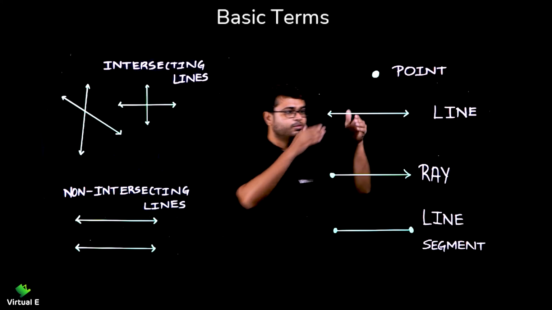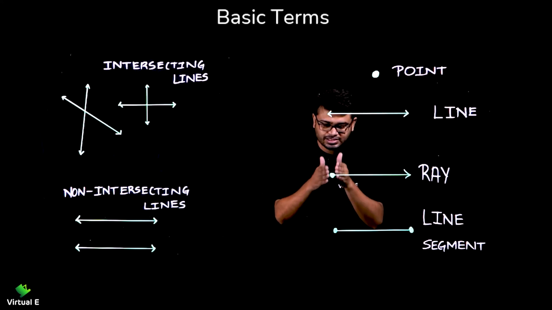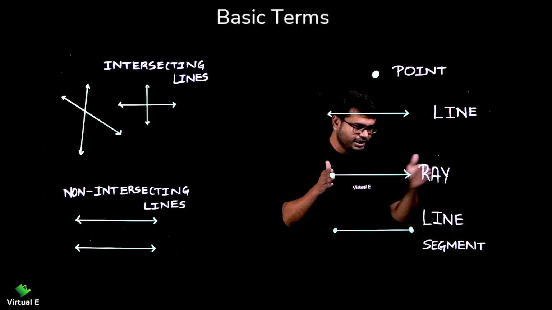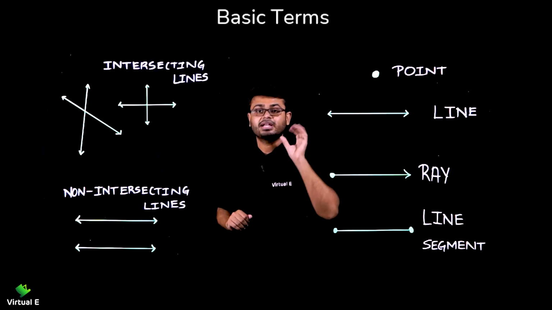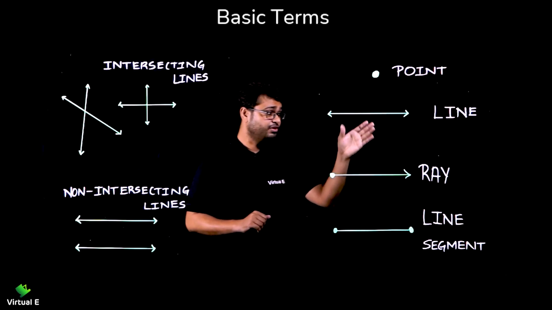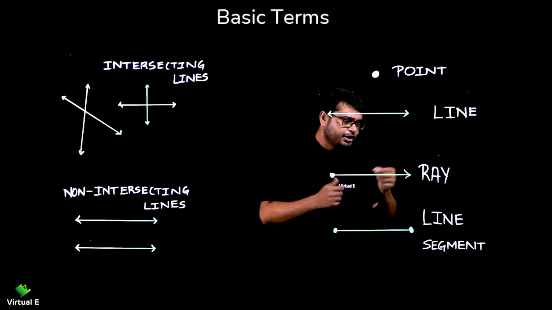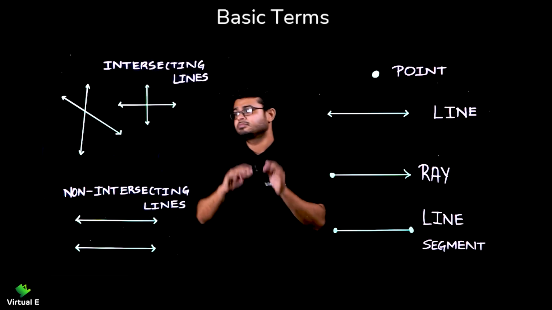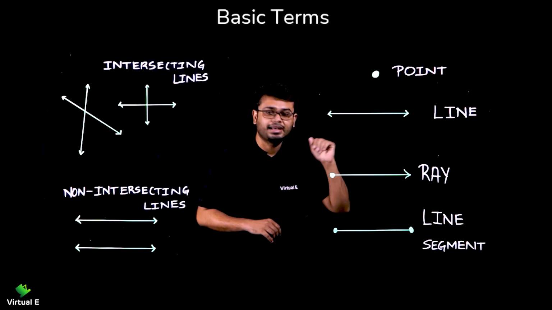So a line will keep extending on both sides. A ray has an origin as the point and will keep extending on one side. A line segment is a piece of the line of specific length, right? There is no specific length for the line and the ray. You just draw it according to your need, you can extend it. So that is about the types of line, ray and line segment.